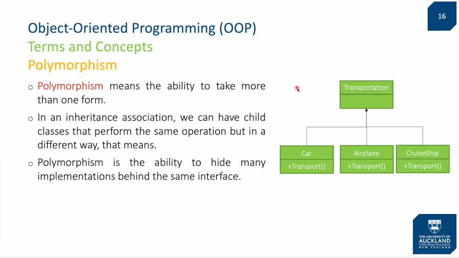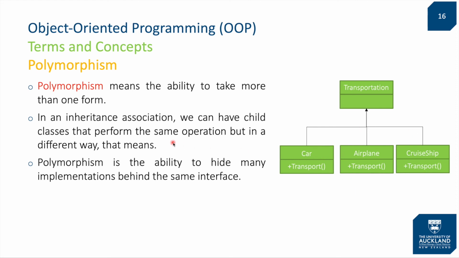Polymorphism means the ability to take more than one form. Look at this inheritance relationship. We have a superclass transportation and we have three child classes: car, airplane, and cruise ship. So all these classes implement the same functionality. They basically transport. But the way that they implement that functionality is different. The way that a car transports or an airplane transports or a cruise ship transports is different. So this is called polymorphism.